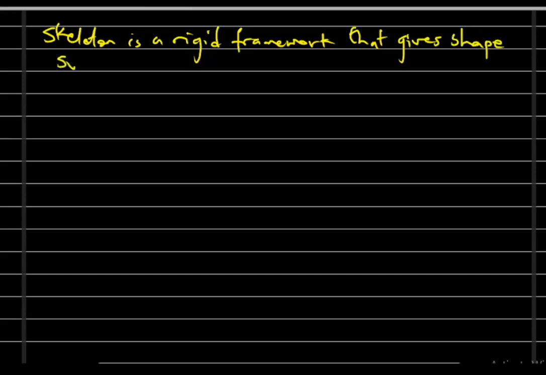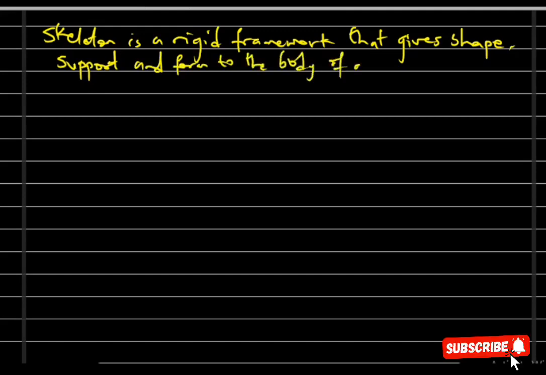The skeleton, like we know it, is a rigid framework that gives shape, support, and form to the body of an organism. That is basically what the skeleton is. And we have two types.